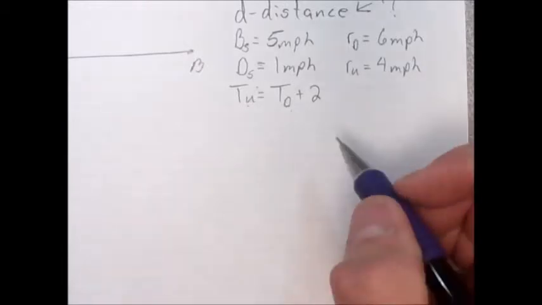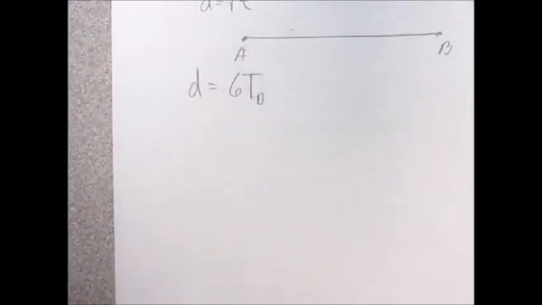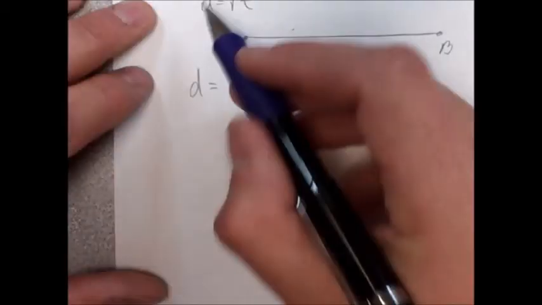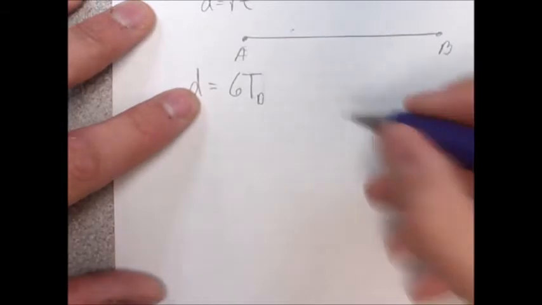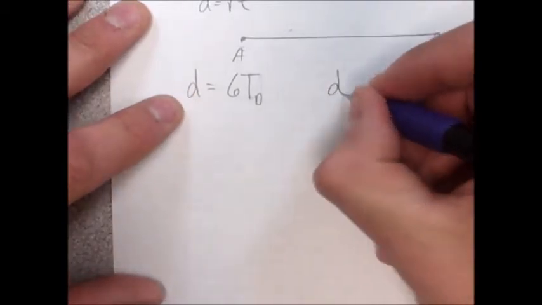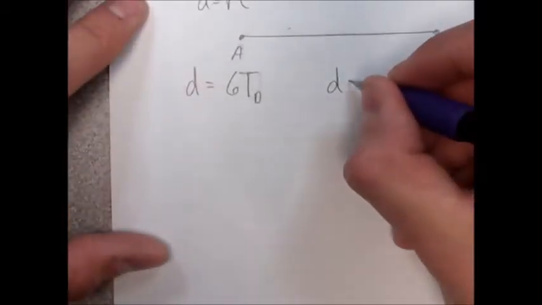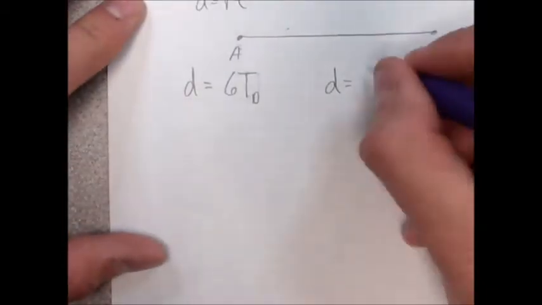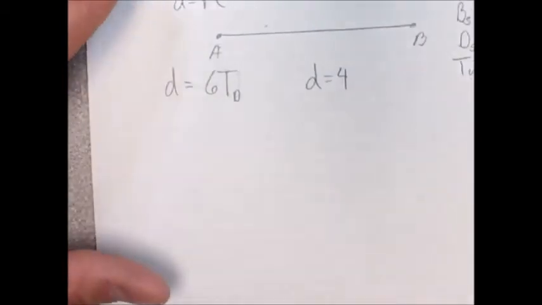Right? Our time down is just time, capital T sub D. So I put in distance, I put in my rate, I put in my time. I'm going to put in the same things for my upstream. So my distance upstream is going to be the same. My rate upstream is what? 4.